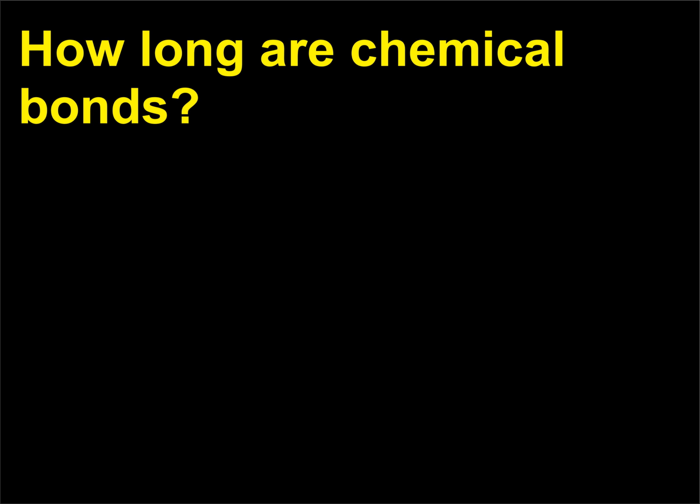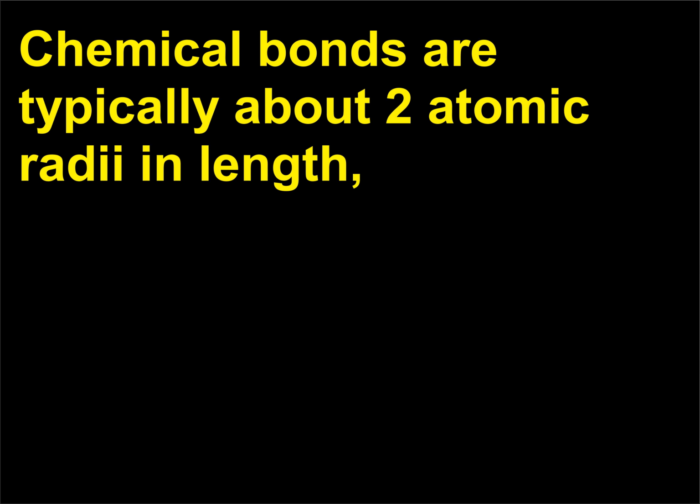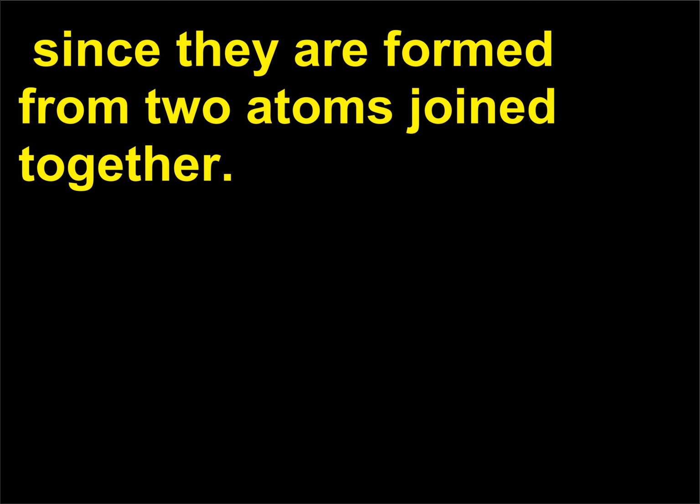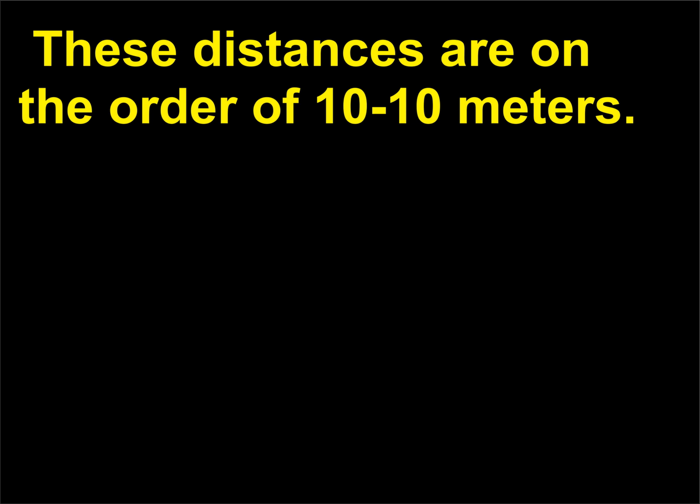How long are chemical bonds? Chemical bonds are typically about 2 atomic radii in length. Since they are formed from 2 atoms joined together, these distances are on the order of 10 to 10 meters.